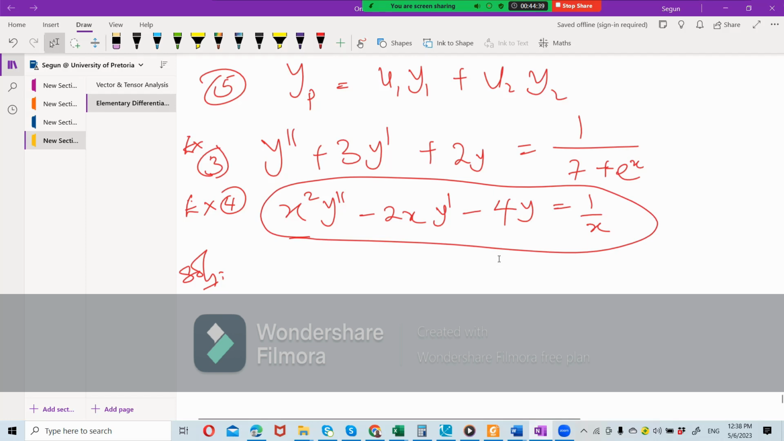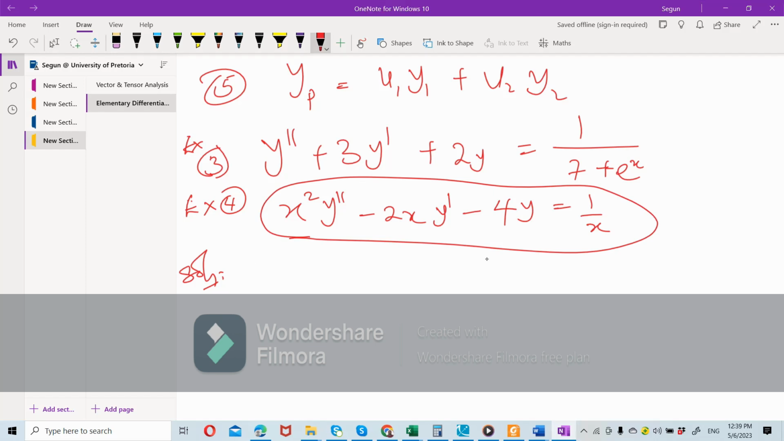Can somebody read the first step for me? The first step says solve the associated homogeneous equation. You need to solve the associated homogeneous equation. So how do we do that? The formula says a m squared plus (b minus a) m plus c equals 0. And the associated homogeneous equation is x squared y prime prime minus 2x y prime minus 4y equals 0. Do you agree with me?